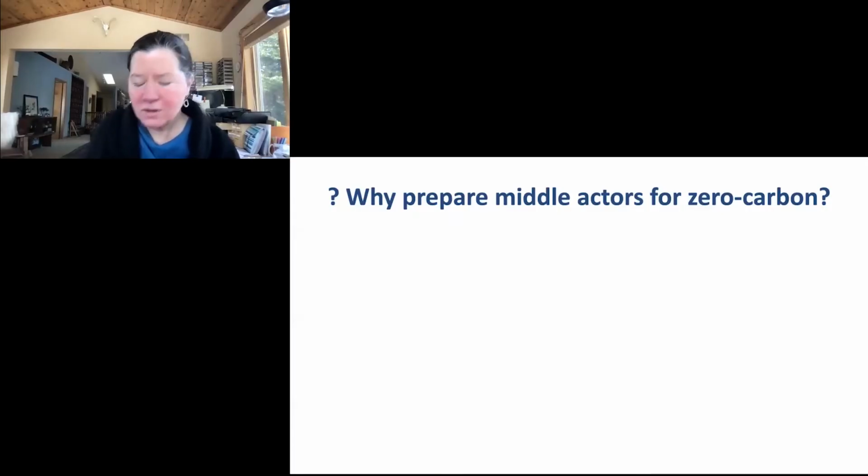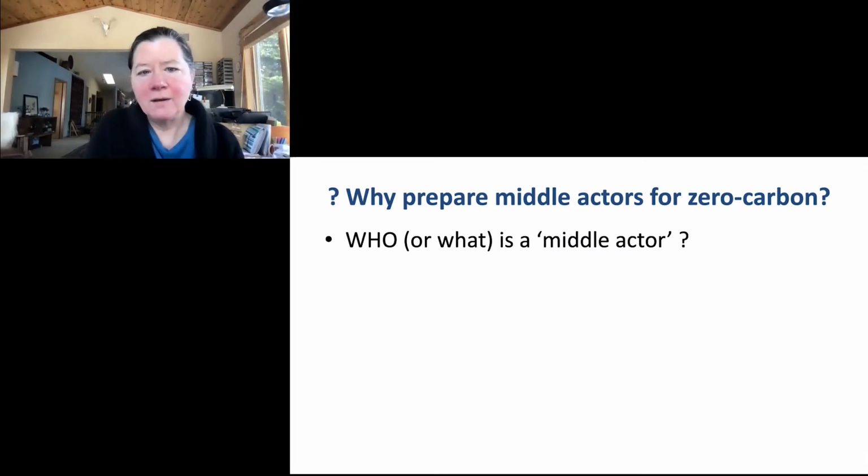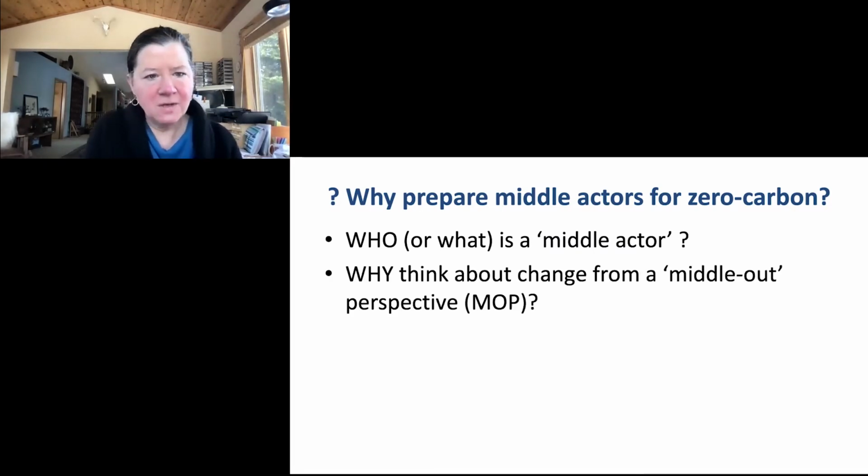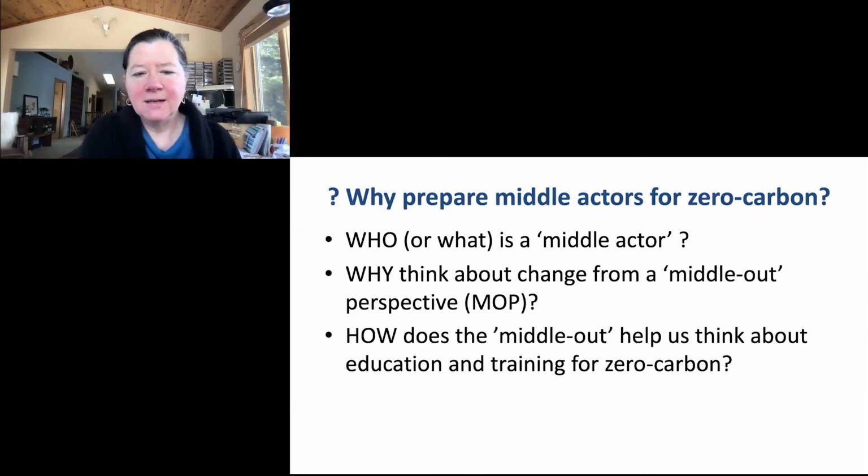My question that I'm going to answer today is why prepare middle actors for zero carbon? And what, first of all, is a middle actor? Why think about change from what I'm calling a middle out perspective, also called the MOP? And how does thinking from the middle out help us to think about education and training for zero carbon? So those are the issues that I'm going to be looking at here.